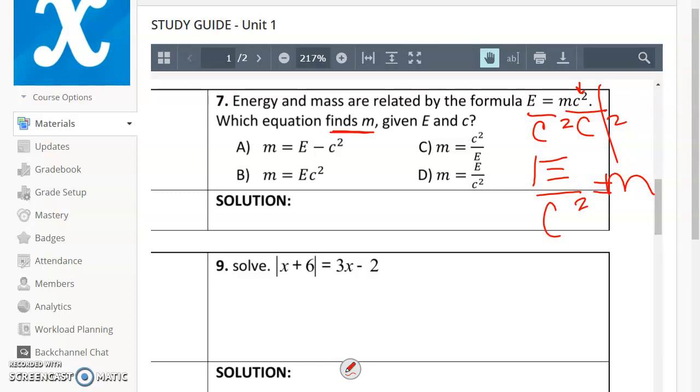That looks like a rough E, but you get it. But you see how my m is now by itself? Am I done? No. Why not? Because you have to do more steps. No, I don't. Is my m by itself? Yes. So am I done? Yes.